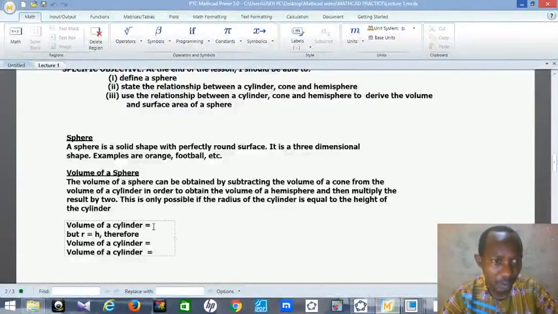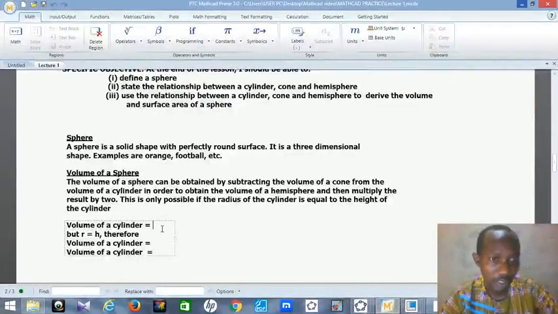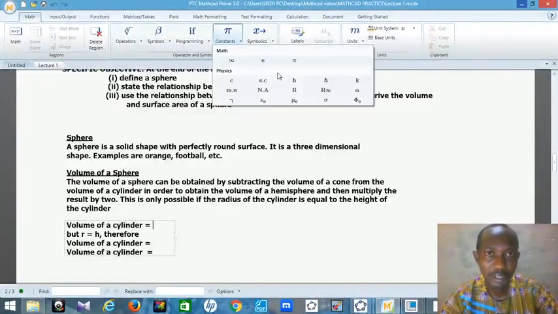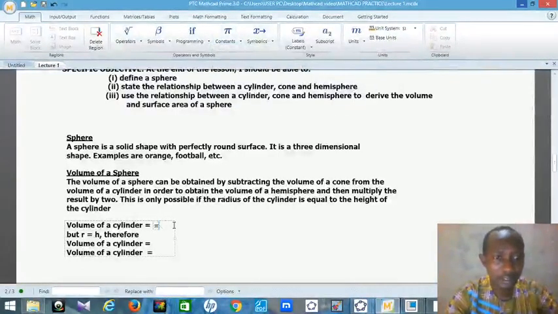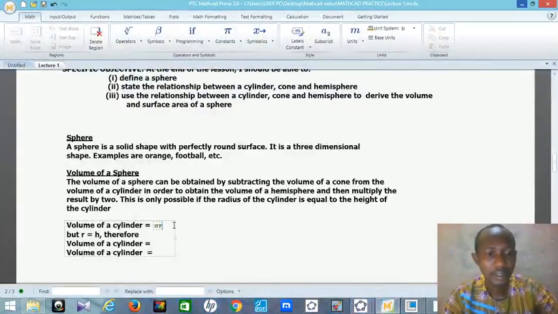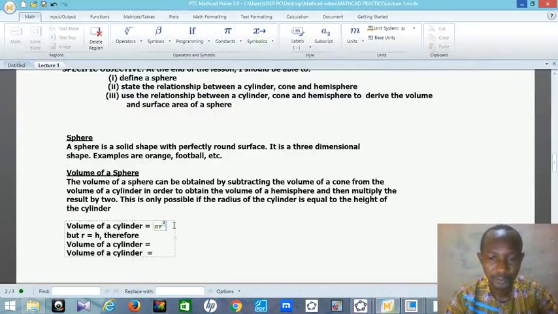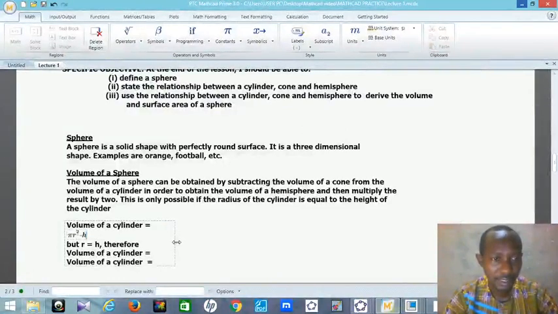Alright, let me put in the formulas we need. So the volume of a cylinder. What is the volume of a cylinder? We all know that a cylinder has a circular base, and the area of the base is a circle, which is pi r squared. If I put in my pi r squared here, times h, you can see it, times h.